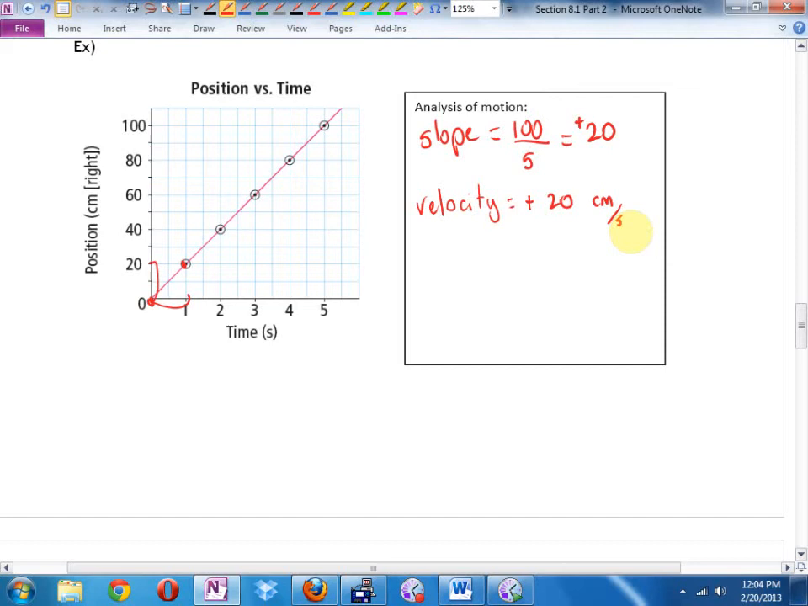Okay. Jessica, I can't add more of a direction than just the plus, because this question didn't say that positive was north or east or right. I don't know. I'll just say positive. There's my direction. Okay, there's my analysis of the motion. I found the slope. I said the velocity is positive 20 centimeters per second.